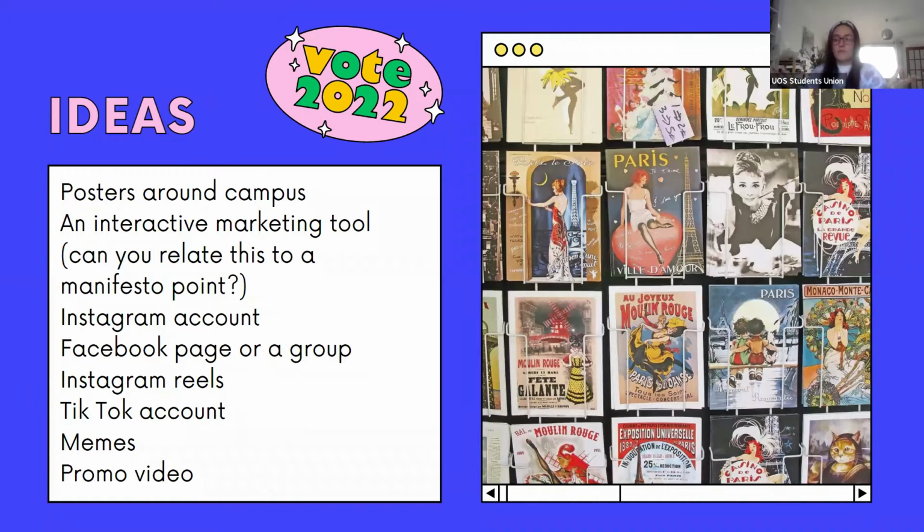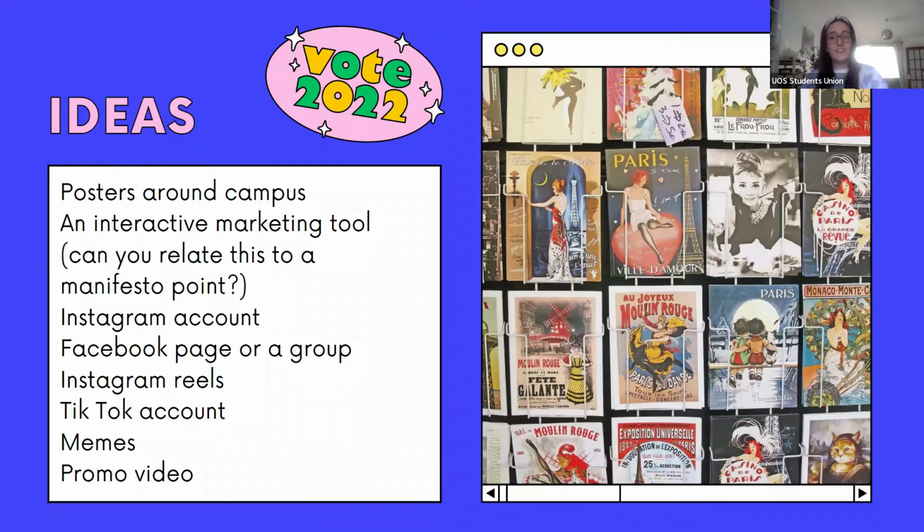So for example, we can have posters around campus. So if you are attending university in person, because I know some students are still online, it's very different for everyone, but if you are a candidate who has a physical space to go to, then putting some posters around is a very good idea. Obviously, you have to respect where you do that, stick to notice boards, etc. But that's a great way to do that.